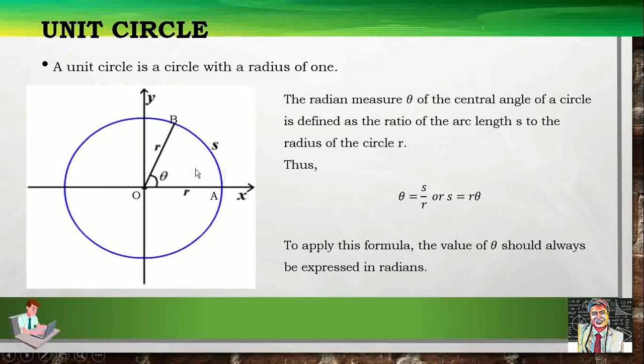To get theta given an arc and a radius, what we do is arc over radius. Or if you want to find the arc length, we multiply R, the radius, by theta. Take note, to apply this formula, the value of theta should always be expressed in radians. So if it is in degree form, we need to convert it to radian form.